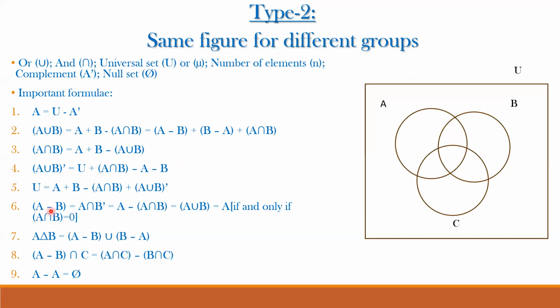A difference of B. So what does A difference of B mean? That is all the elements that belong to set A but do not belong to set B. So even the common elements will not be considered. Only the elements that are purely a part of A and not at all a part of B.